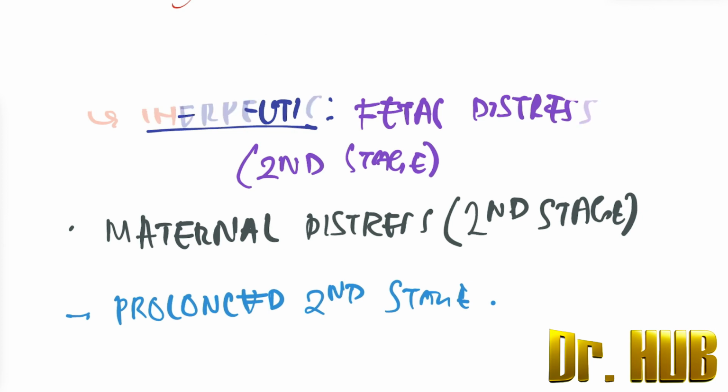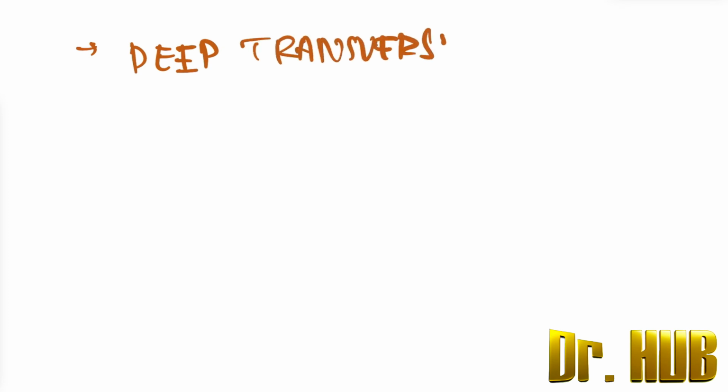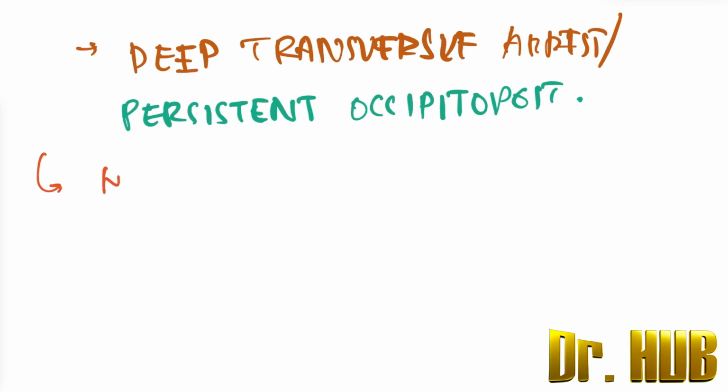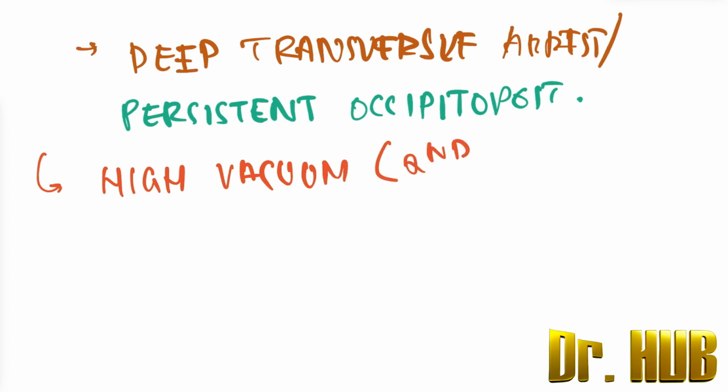So what are the other therapeutic indications? In terms of the deep transverse arrest, and also in terms of the persistent occipito-posterior. Then even in cases of the high vacuum for the second twin, and this is nothing but for the second twin.